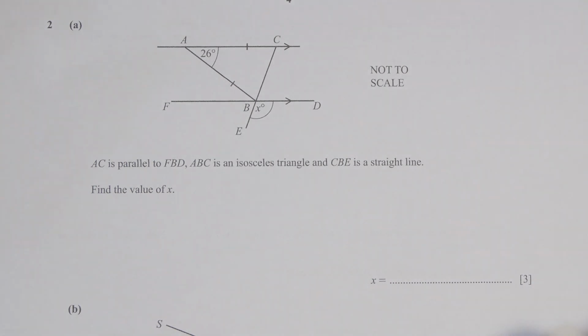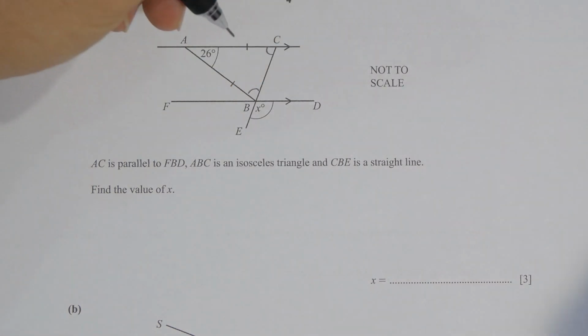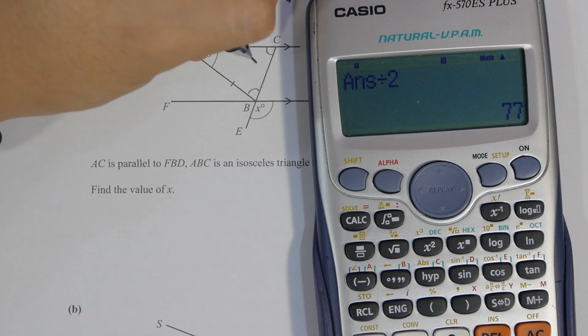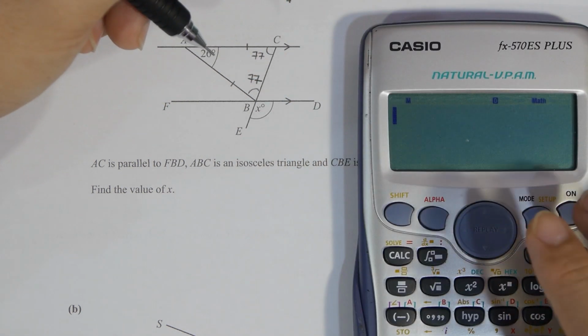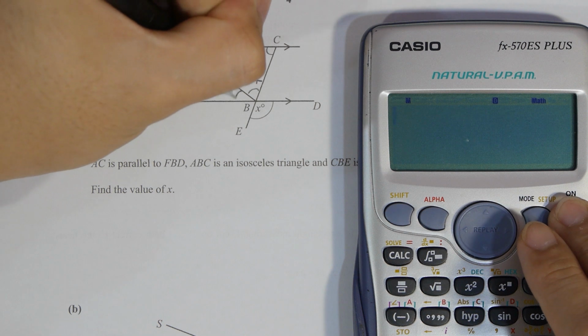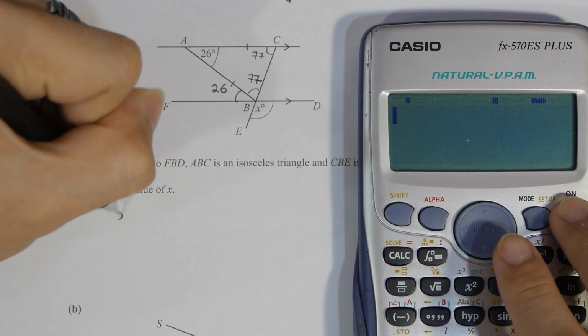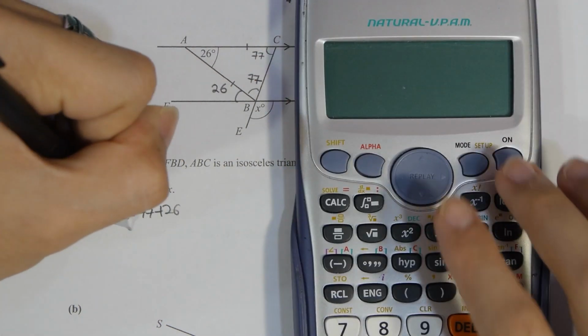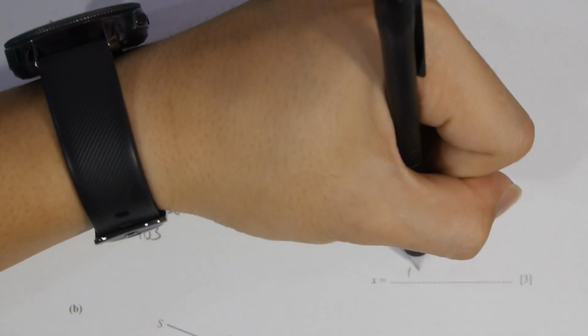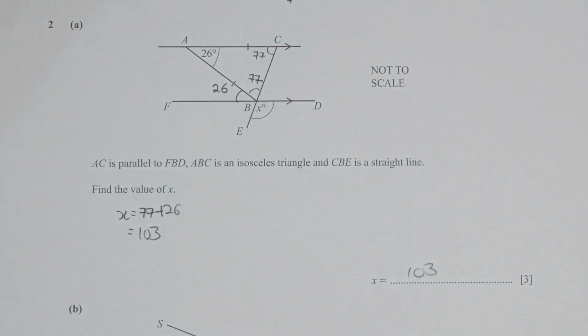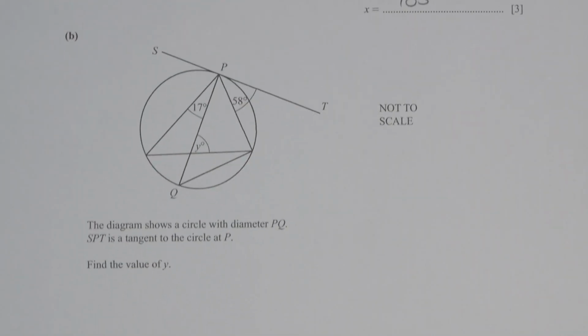Question 2. First thing here, ACB is an isosceles triangle. So to find their value, you just take (180 minus 26) divided by 2. Then the next thing is that since they are parallel, CAB equals ABF, which is 26. So the x value will actually be 77 plus 26 equals 103.